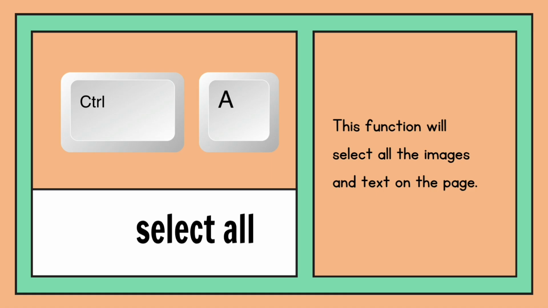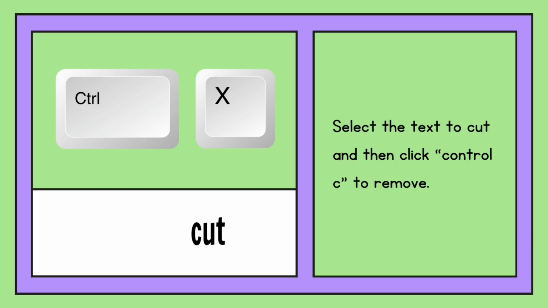Ctrl plus A, select all. This function will select all the images and text on the page. Ctrl X, cut. Select the text to cut and then click Ctrl X to remove.